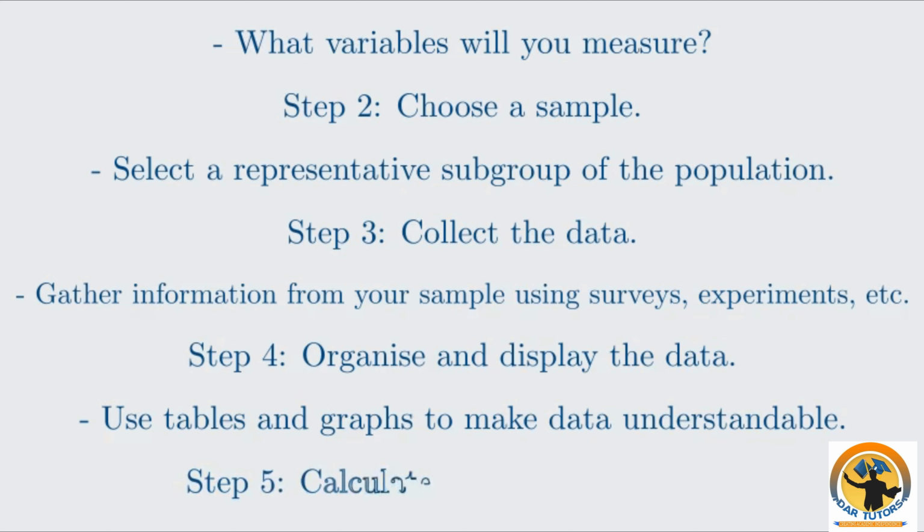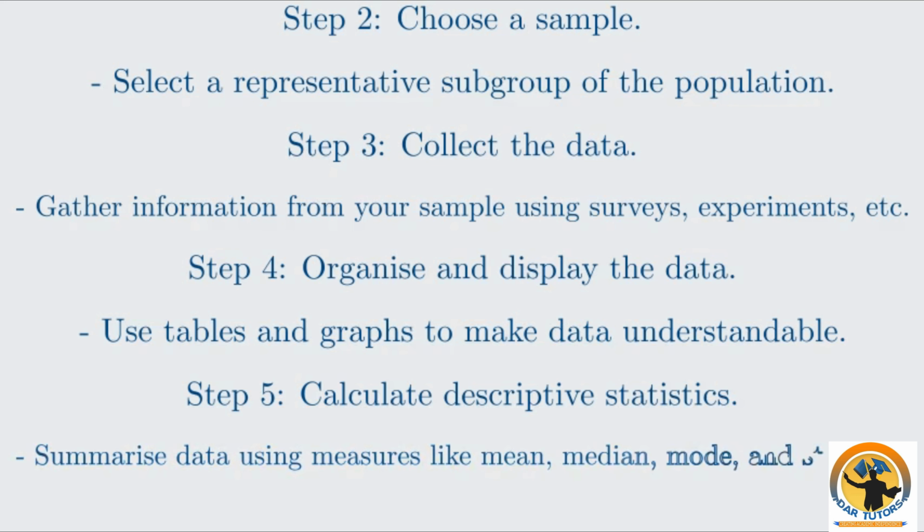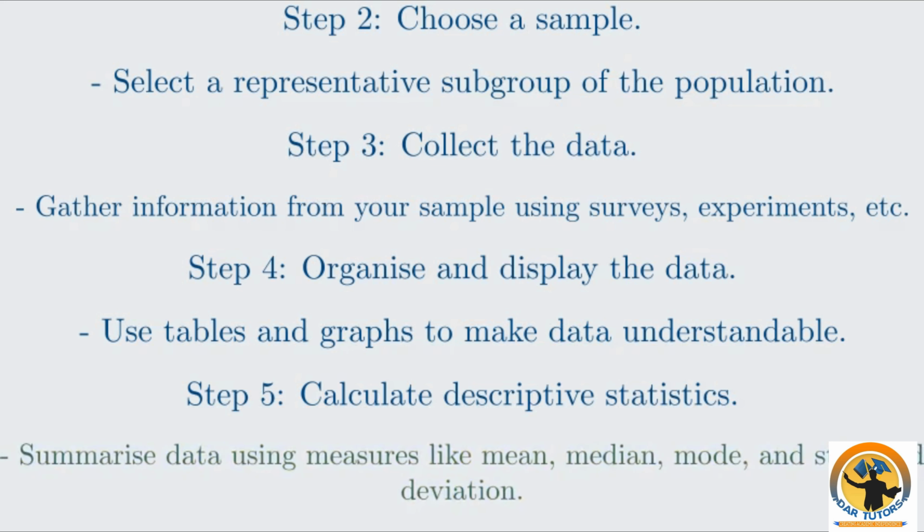The 5th step is to calculate descriptive statistics. These are numerical values that summarize the data, such as measures of central tendency like the mean and median, or measures of spread like the standard deviation. They give us a more precise understanding of the data's characteristics.